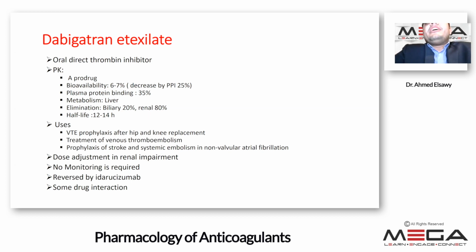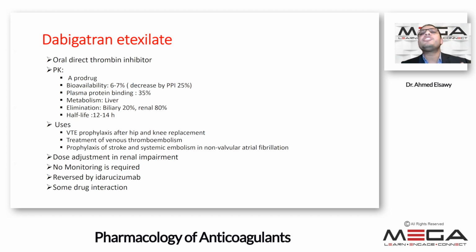Dabigatran etexilate is a direct thrombin inhibitor, but taken orally. It's a prodrug converted into dabigatran. Bioavailability is 6 to 7% and is decreased by proton pump inhibitors. One third of the drug is bound to plasma protein. It is metabolized in the liver, and elimination is mainly renal, 80%, and biliary, 20%. Half-life is 12 to 14 hours. It can be used to prevent venous thromboembolism after hip replacement, to treat venous thromboembolism, and for prevention of stroke and thromboembolism in non-valvular atrial fibrillation.